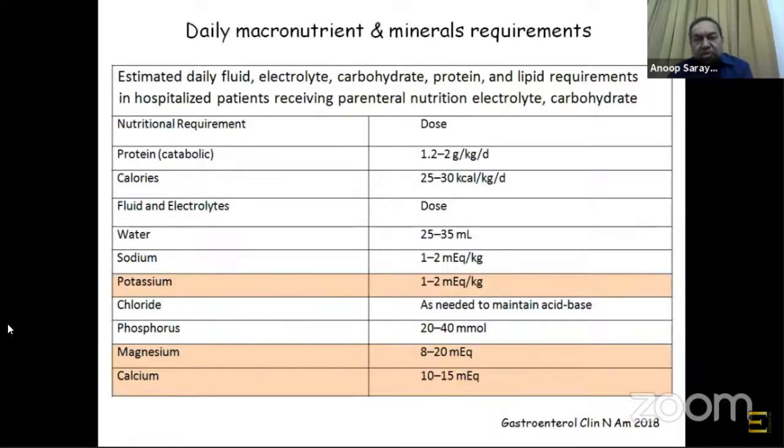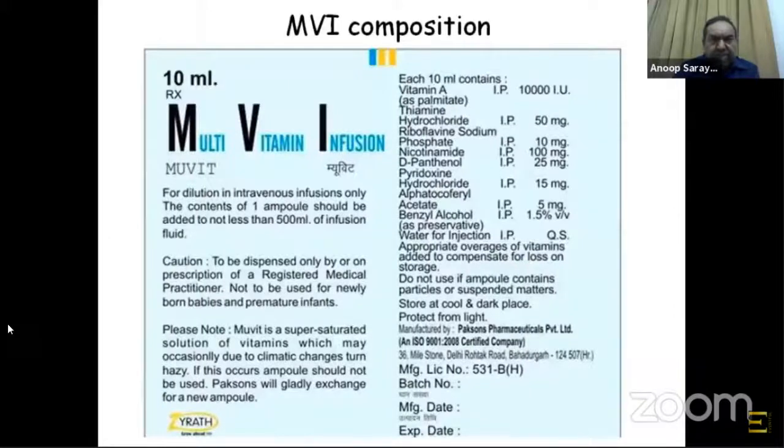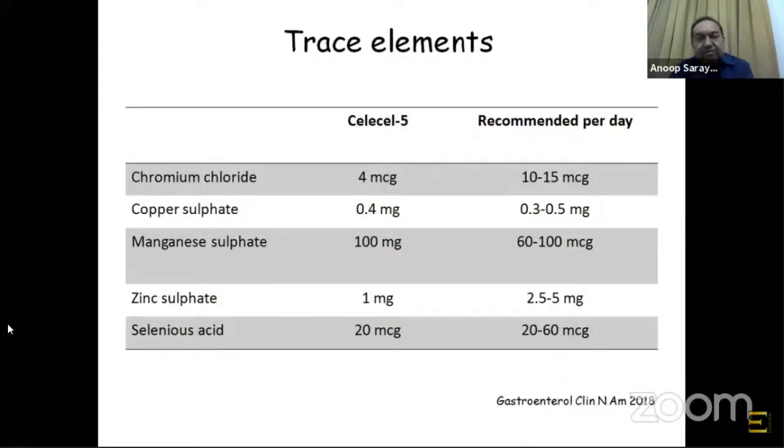So these are the macronutrients and micronutrients which are needed, this is the normal requirement. You all know, we can skip this slide. And the MVI composition contains almost all the vitamins except B12. These are the trace elements which can be given, and there is a preparation available which contains chromium, copper, manganese, zinc, and selenium. These are important, especially selenium, zinc, manganese and phosphate. In fact, these are all needed in microgram. Their requirement is also very small, but they should be added in case the patient is on parenteral nutrition for a long time.